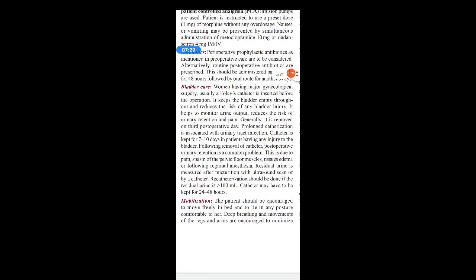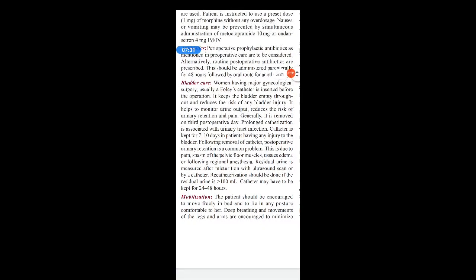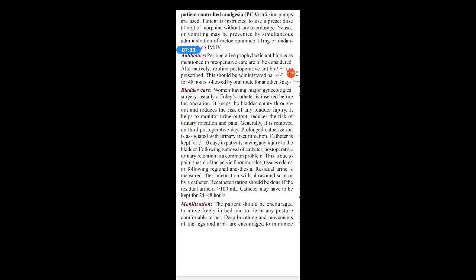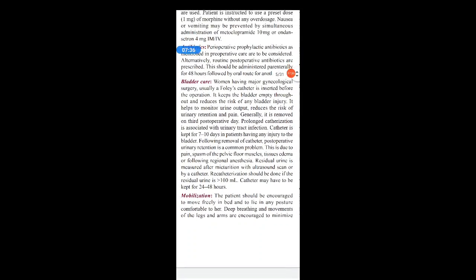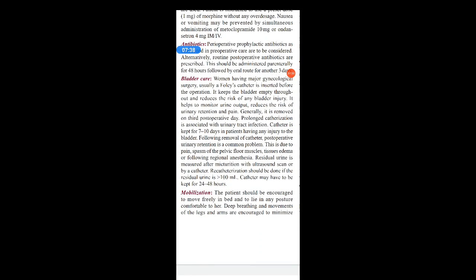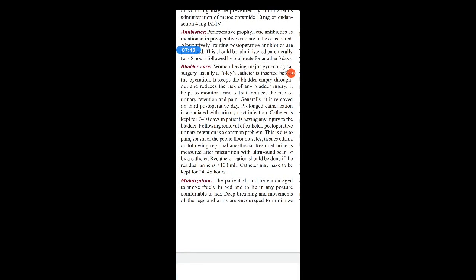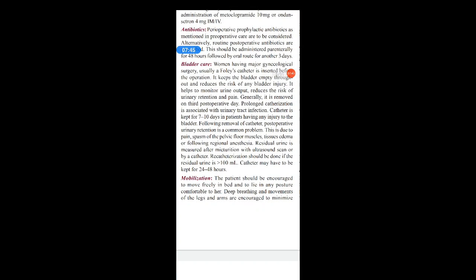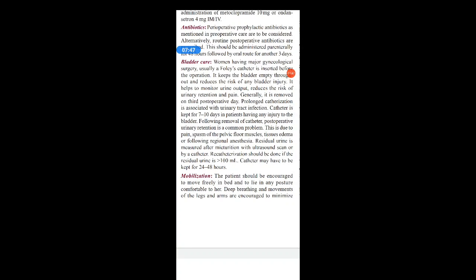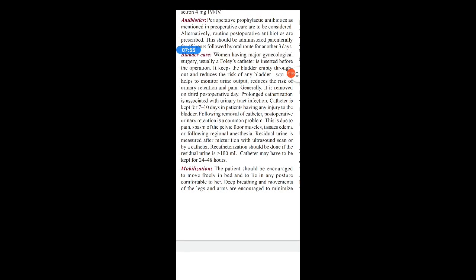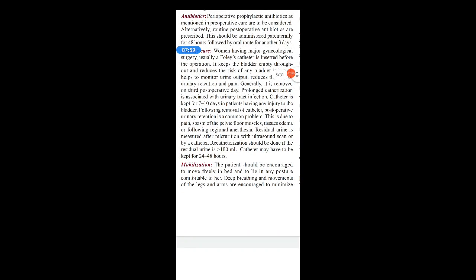Then bladder care. In women having major gynecological surgery, a Foley's catheter is inserted before the operation. It keeps the bladder empty throughout and reduces the risk of any bladder injury. It helps to monitor the urine output also. It reduces the risk of urine retention and pain. Generally, it is removed on the third post-operative day. Prolonged catheterization is associated with urinary tract infection. The catheter is kept for 7 to 10 days in patients having any injury to the bladder.